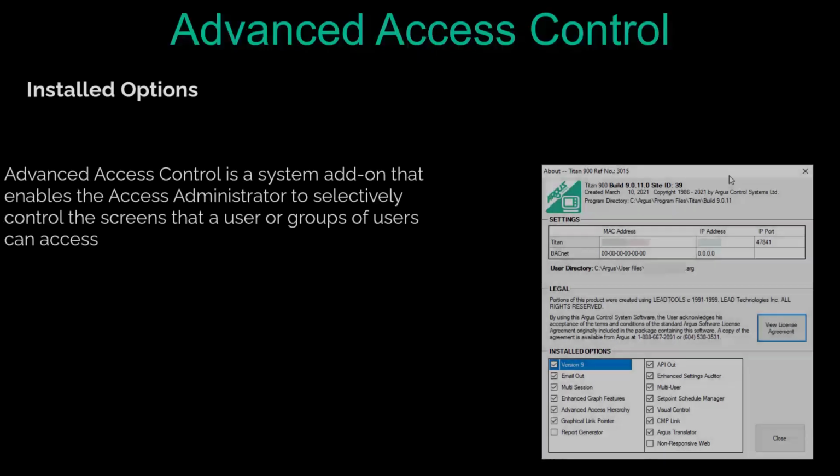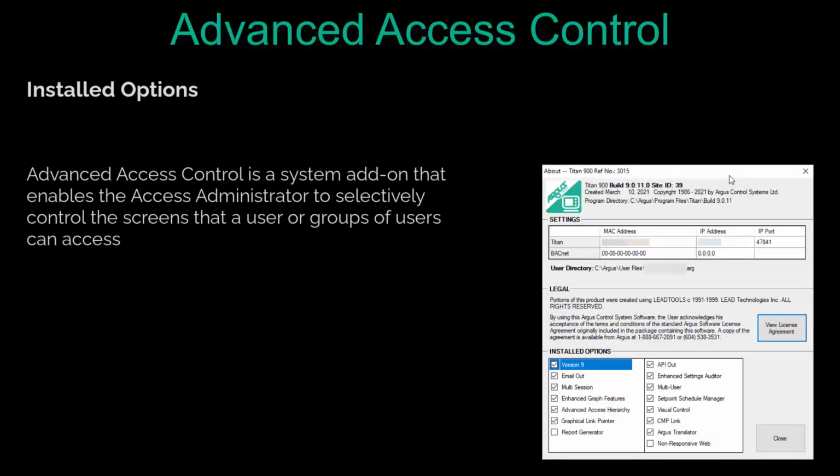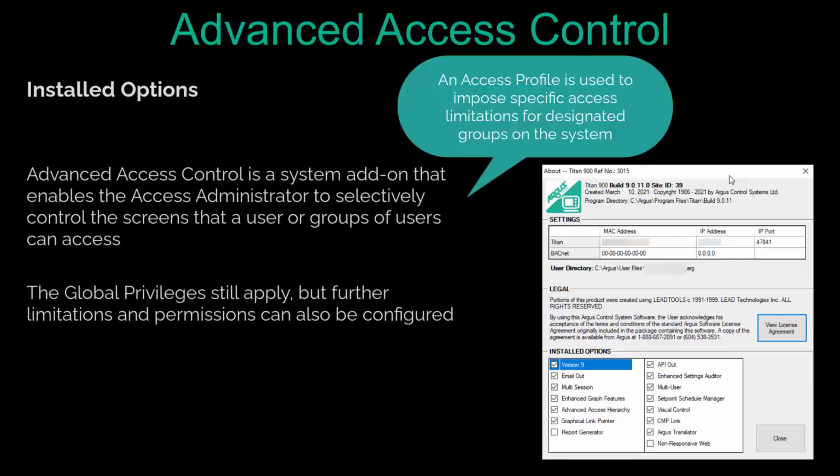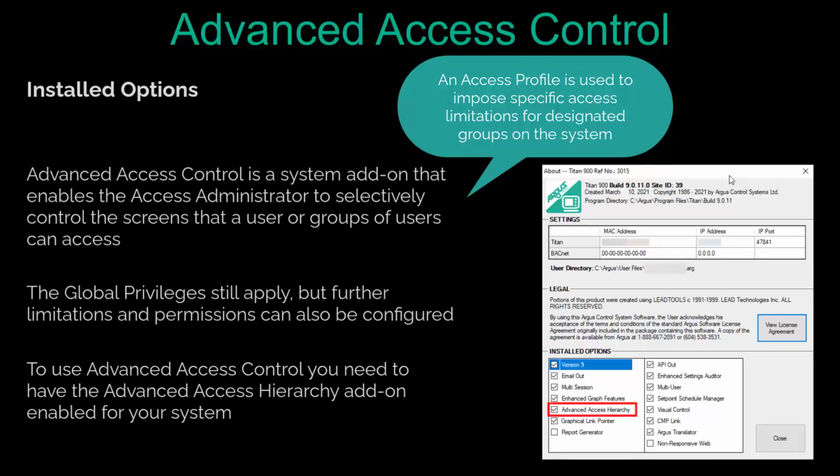Advanced Access Control. Installed options. Advanced Access Control is a system add-on that enables the access administrator to selectively control the screens that a user or groups of users can access. The global privileges still apply, but further limitations and permissions can also be configured. To use Advanced Access Control, you need to have the Advanced Access Hierarchy add-on enabled for your system.